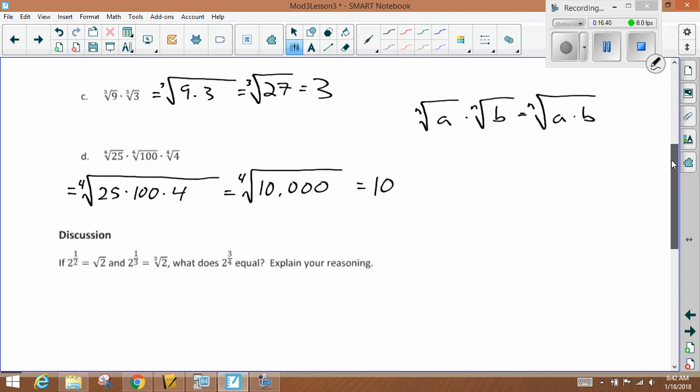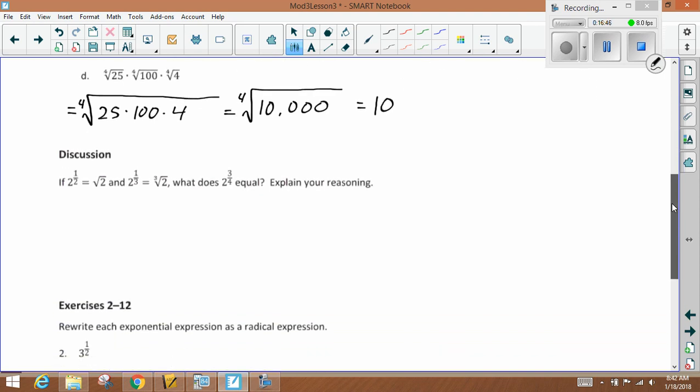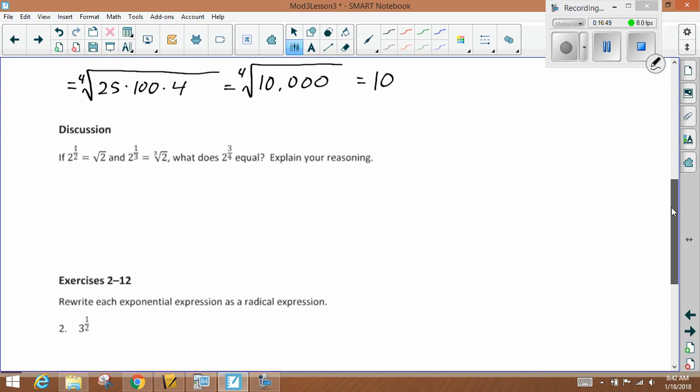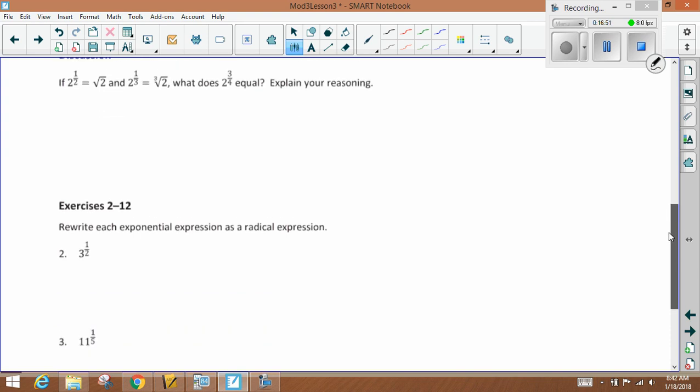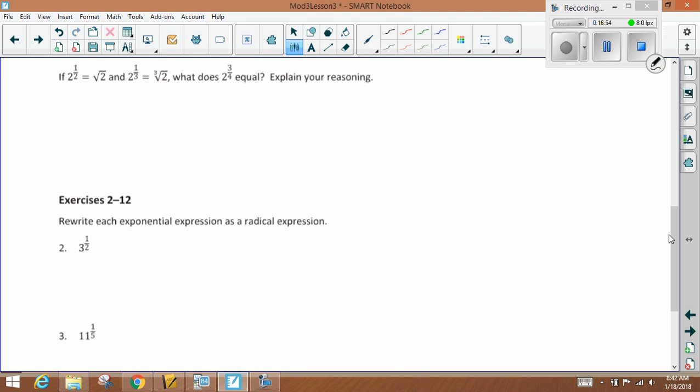Okay. So for this next one, we're going to be converting rational exponents into radical expressions. So 2 to the 3/4 power, if we're using that property, is going to be the fourth root of 2 to the third. Putting that m and that n in the right place.